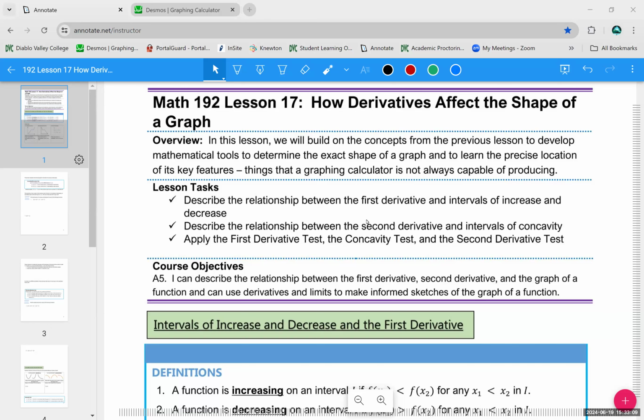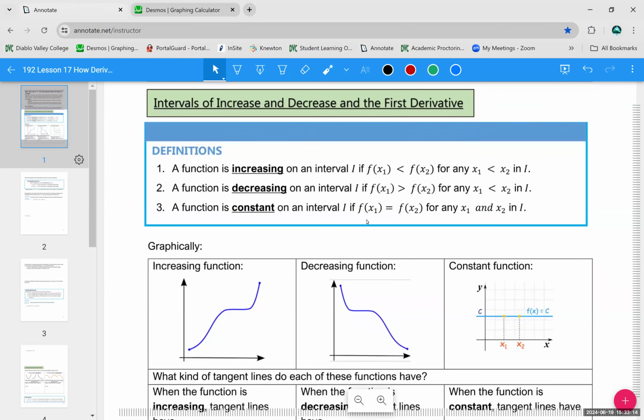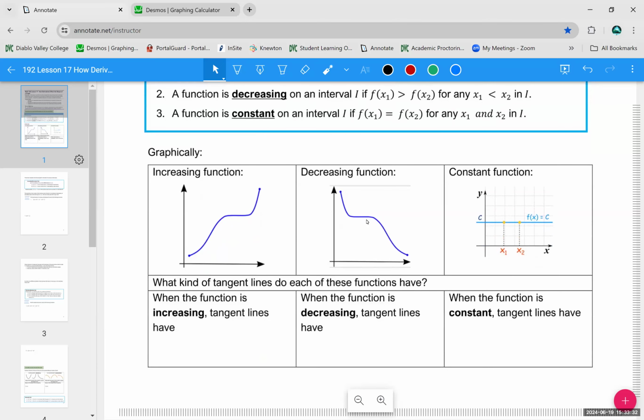So what I'd like you to do to start is we've already talked about, intuitively, what increasing and decreasing for a function mean and how that relates to the derivative. But I want you to take a minute and just pause the video, read these definitions for increasing, decreasing, and constant so that you're aware of what the mathematical definition is for each one, and then fill in the bottom here for the increasing, decreasing, and constant functions. What kind of tangent lines do they have? Are they uphill, downhill? And what does that mean about their slopes?